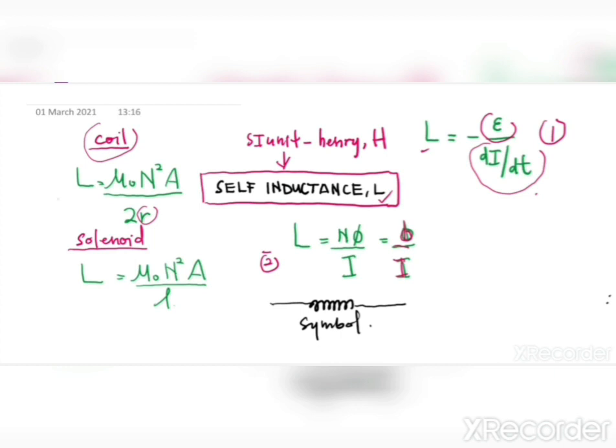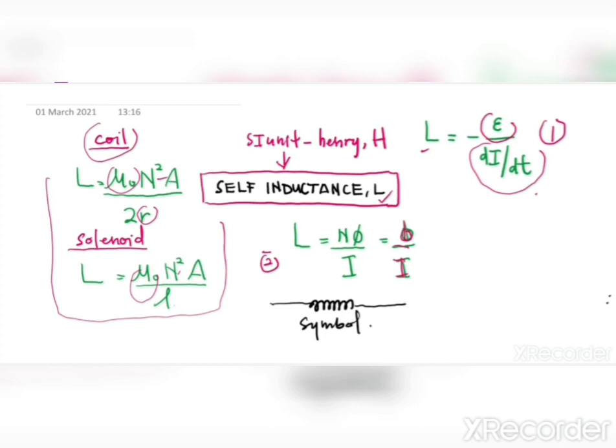So based on this formula, we know that the self-inductance depends on the size and shape of the coil, and the number of turns, and the permeability of the medium in the coil, mu.